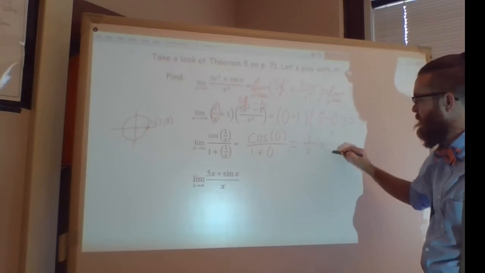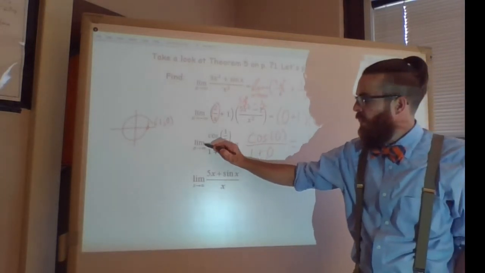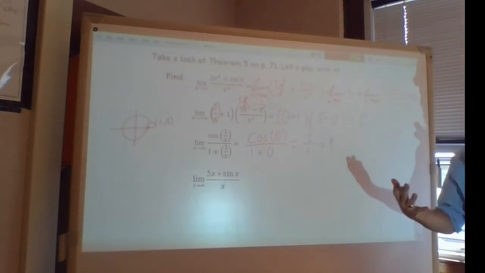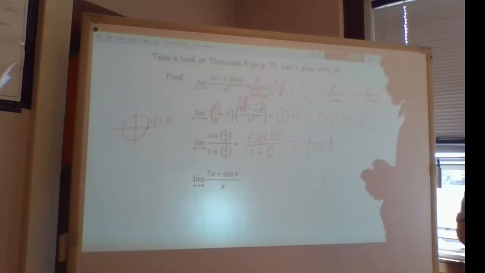Divided by 1, I got that value is 1. The horizontal asymptote going off to the right for this function is 1. And you can graph it, and you can see that it actually has a horizontal asymptote.